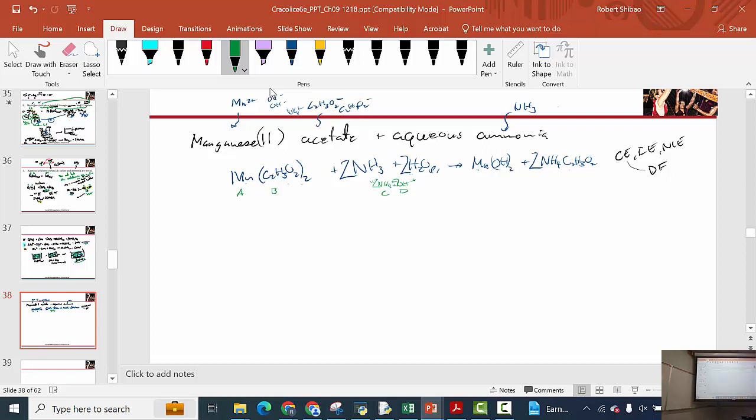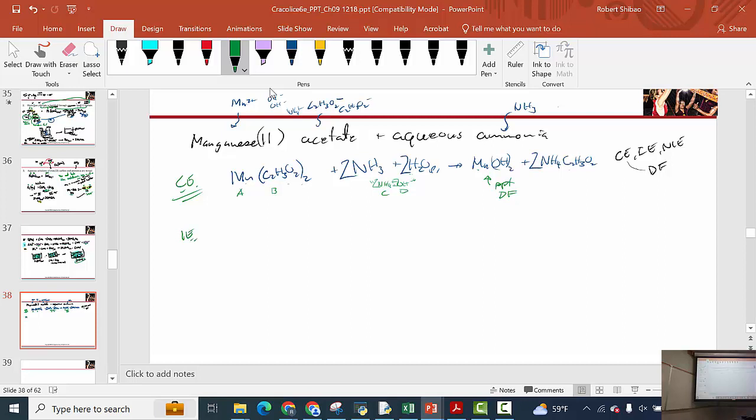Did anybody figure out the driving force? Precipitate. Which one is precipitate? Yeah, that would be it. And then we call this the CE. So that's it for the CE.